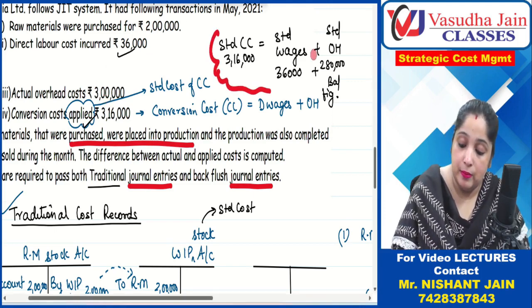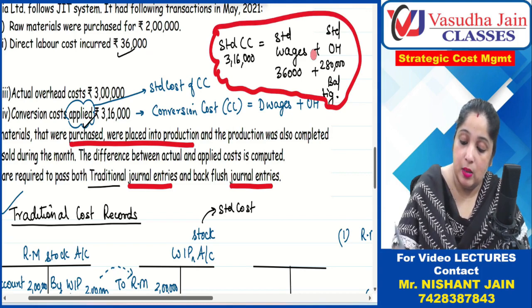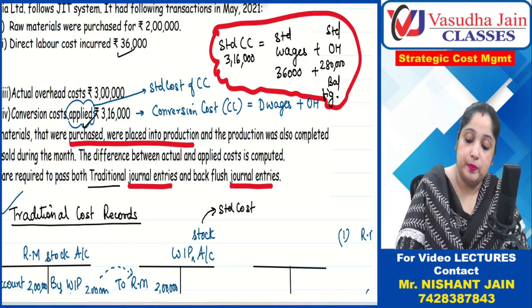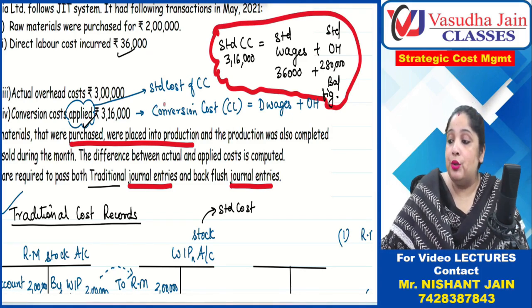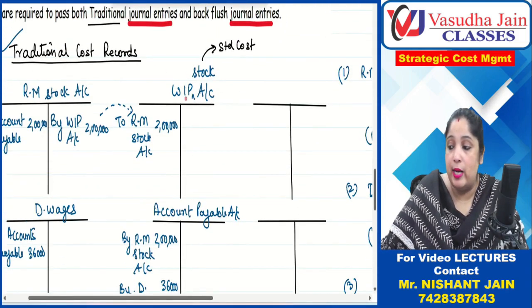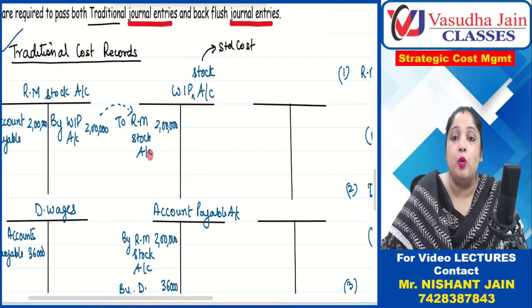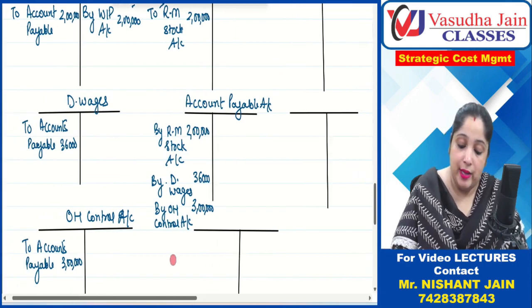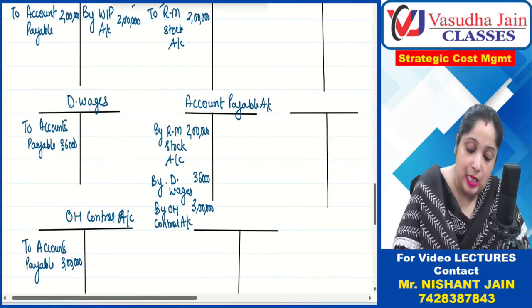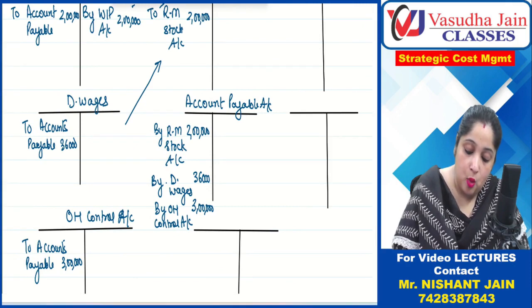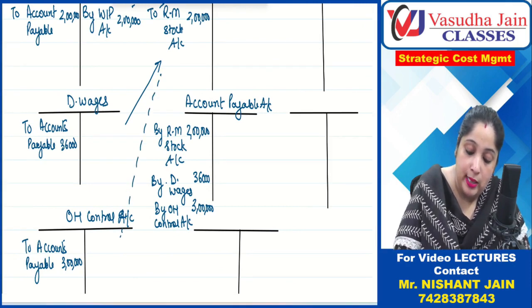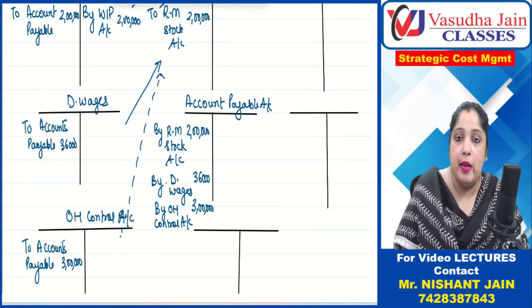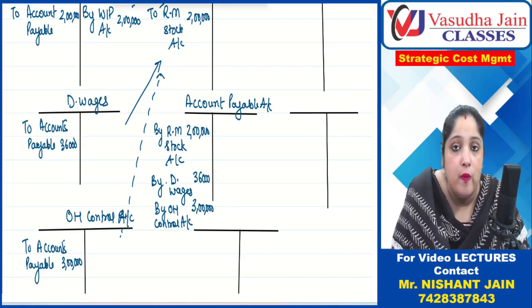From this whole computation, we have understood that the conversion cost which we have to transfer here to work in progress should be not more than 3,16,000. So what we are going to do, direct wages we are going to transfer 36,000 here, and overheads we are going to transfer only 2,80,000, and the rest will be our under absorbed overheads loss.